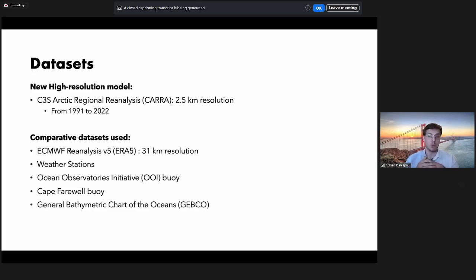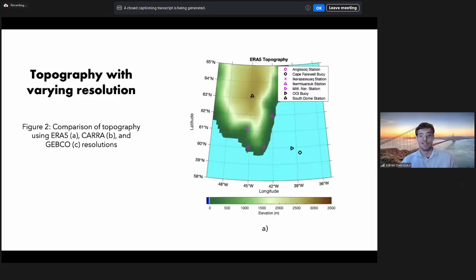And we're comparing primarily with the ERA 5 model, which has been talked about previously. For the horizontal surface resolution, we're looking at 31 kilometers. And there's various weather stations. So these are in situ measurements, weather stations, and buoy data as well. So that's that.